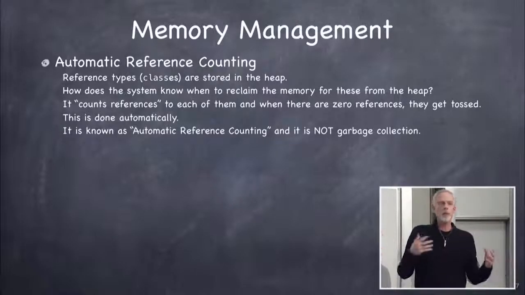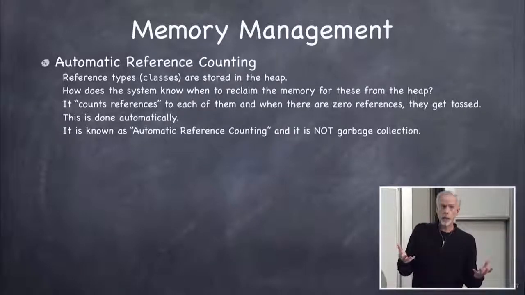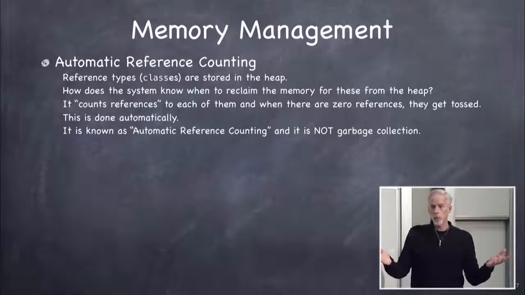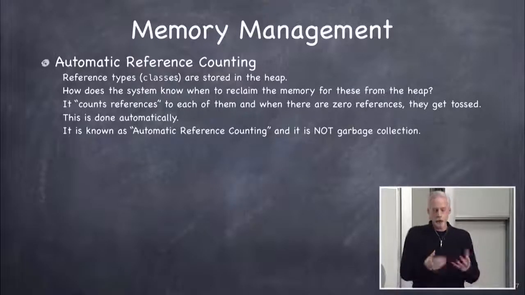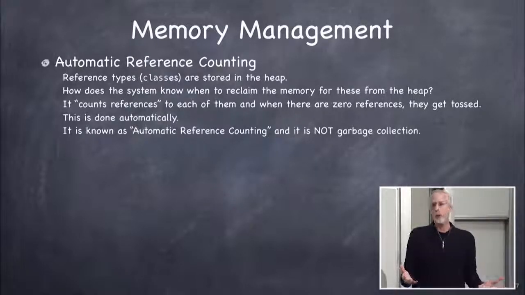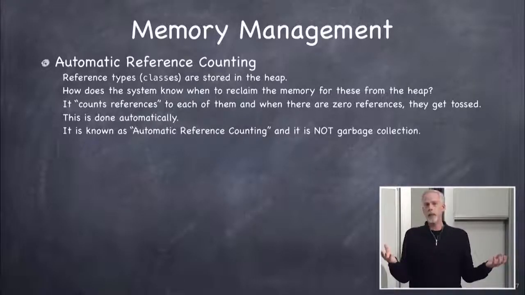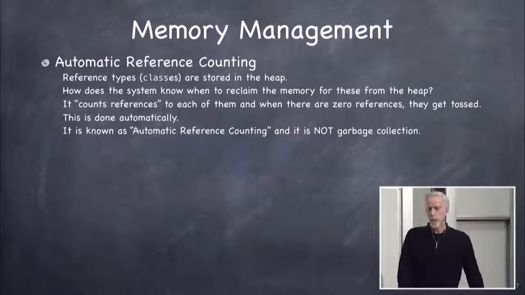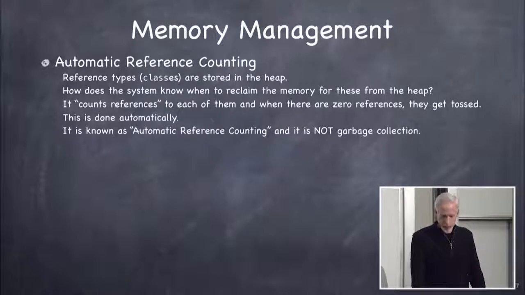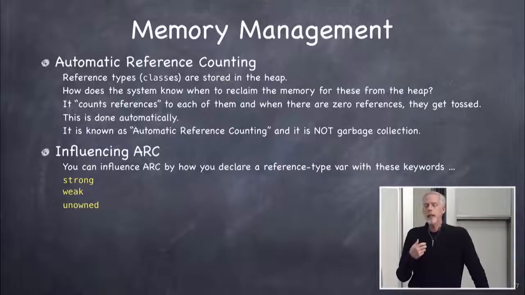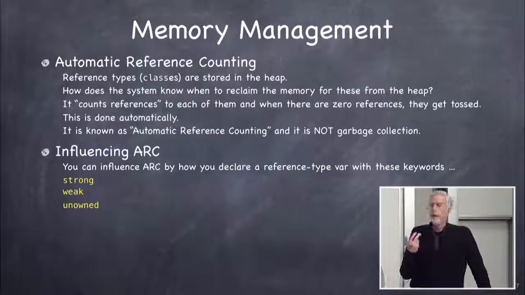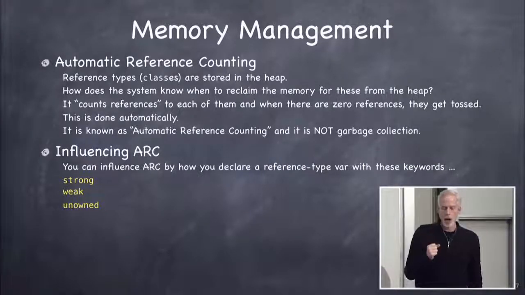Okay? Now, why is this good? It's very predictable memory usage. You know exactly when things are going to leave the heap. They leave the heap as soon as nobody points to them anymore. What's also great about it, you almost have to do nothing in your code to make this work. It's just automatic. That's why it's called automatic reference counting. You can get involved, however. The way you can get involved is by influencing the way that ARC works. And you do that with 3 keywords in Swift called strong, weak, and unowned.